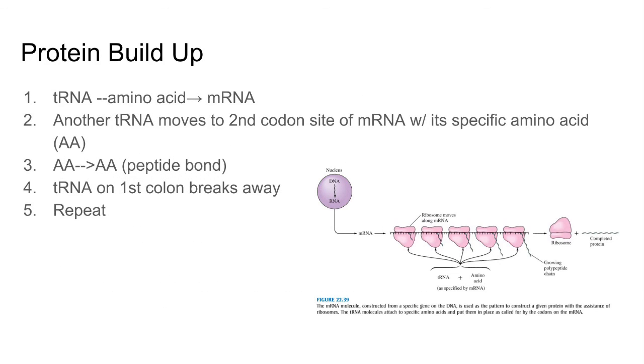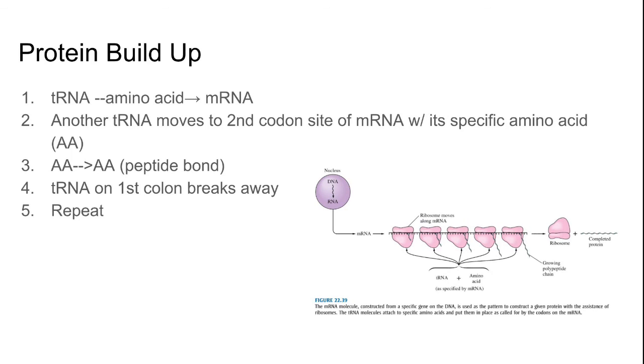So first, the tRNA molecule brings an amino acid to the mRNA. The second step is that another tRNA moves to the second codon site of the mRNA with its specific amino acid. Then the two amino acids will join together through a peptide bond. And after that, the tRNA on the first codon breaks away. And after that, the process just repeats. And the tRNA anticodon will always match with the mRNA codon.